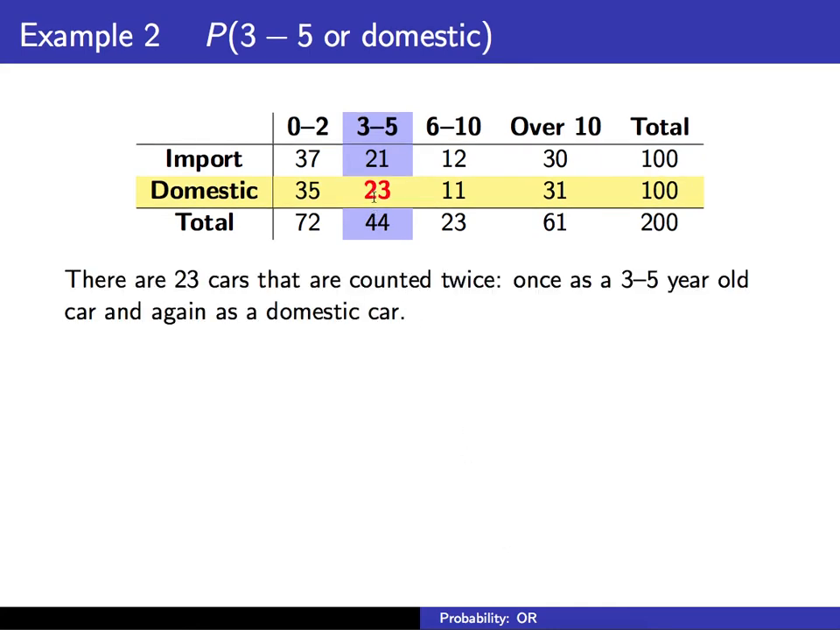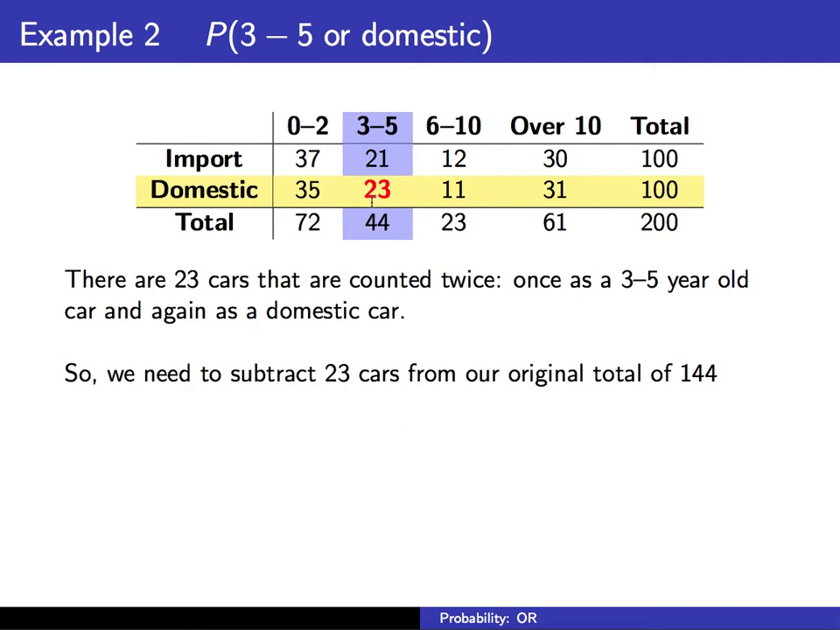Well, we have 23 cars that are counted twice. These 23 domestic cars that are between 3 to 5 years old, once for being in the 3 to 5 column, and a second time for being a domestic car. So these 23 cars that are 3 to 5 years old and domestic cars were counted twice in that last calculation.